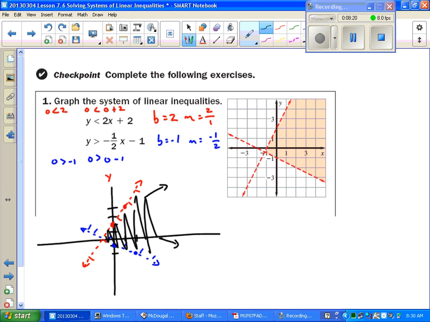And that's where we'll stop today. We'll do the other portion tomorrow.